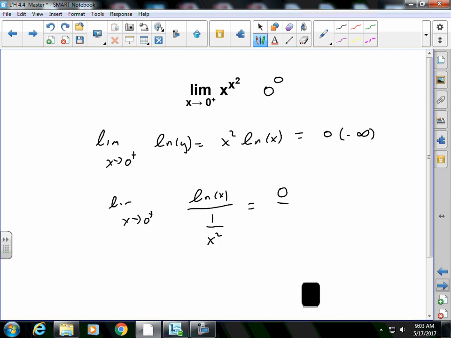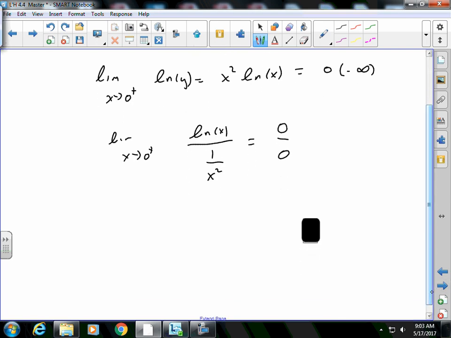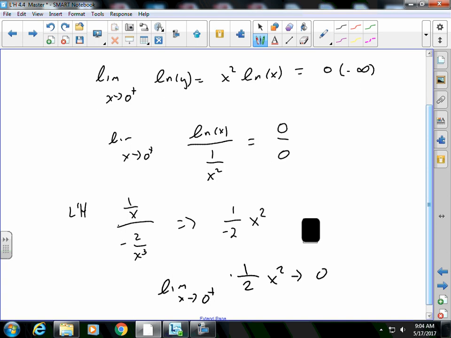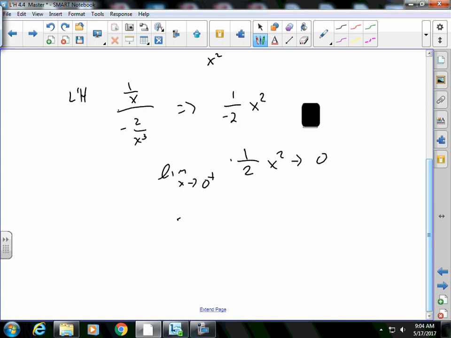When I evaluate that at 0, I get 0 over 0. I've justified the use of L'Hopital's. Take the derivative of the natural log of x, which is 1 over x. And the derivative of 1 over x squared is minus 2 over x cubed. That simplified becomes 1 over negative 2 x squared. That's nice because I'm looking at the limit as x approaches 0 from the right of negative 1/2 x squared. Well, that's all going to go to 0. But we have to remember, the natural log of y is equal to 0. e to the 0 is what y equals, and that's just 1. So this thing approaches 1.